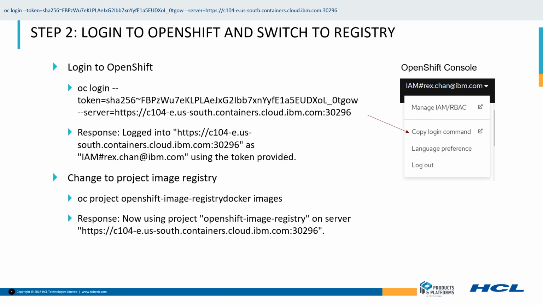You need to log into your Kubernetes environment. In this case, I'm using OPENSHIFT. If you don't know your login command, go to OPENSHIFT console, locate your ID in the upper right-hand corner, and choose the option Copy Login Command. After you logged in, you should see a response saying that you have logged in along with your OPENSHIFT ID. Since we'll be uploading the image in the OPENSHIFT, let's switch to the OpenShift image registry project.